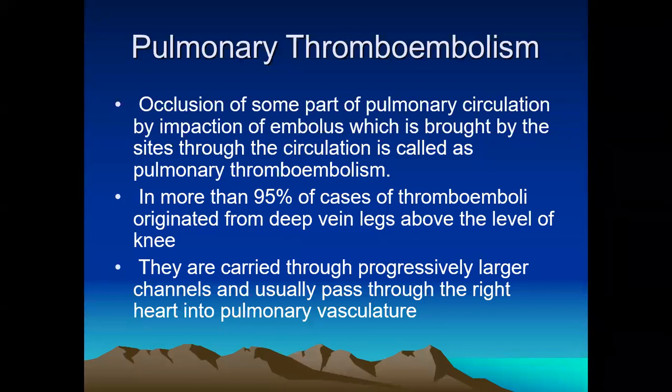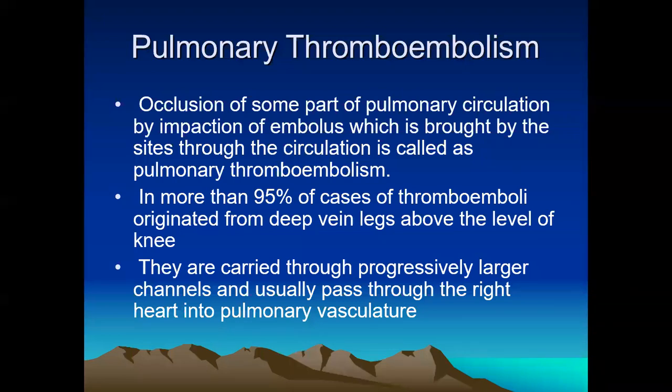Pulmonary thromboembolism is the occlusion of some part of the pulmonary circulation by the impaction of an embolus, which is brought through the circulation from distant sites. It is also called pulmonary thromboembolism. So this is the definition of pulmonary thromboembolism.